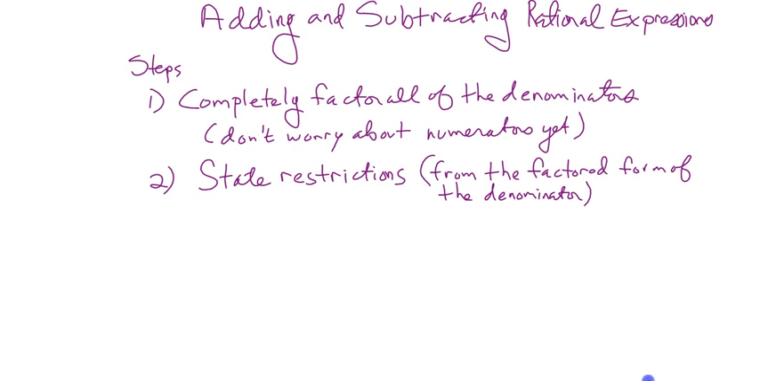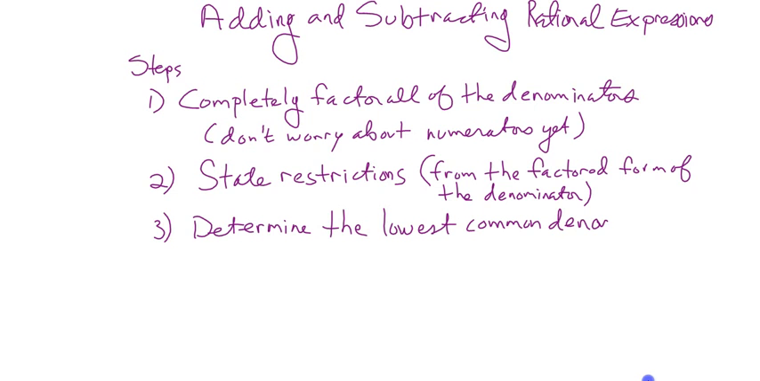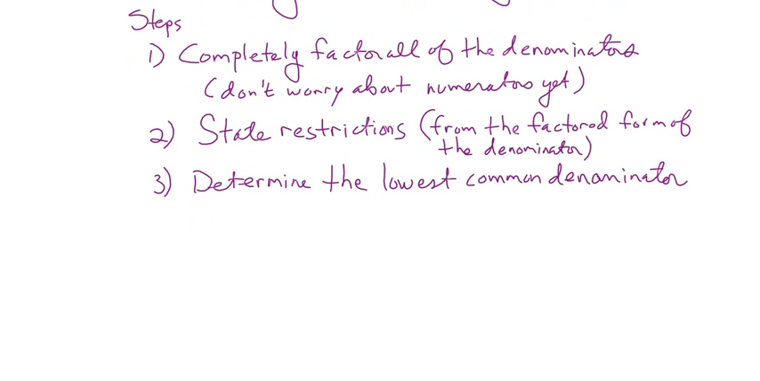Next, determine what the lowest common denominator is. Okay, so we're going to factor all the denominators. Then we're going to state our restrictions, right? It's always factor, then state restrictions. It doesn't matter really what we're doing, whether you're multiplying and dividing or adding and subtracting. Then determine the lowest common denominator.